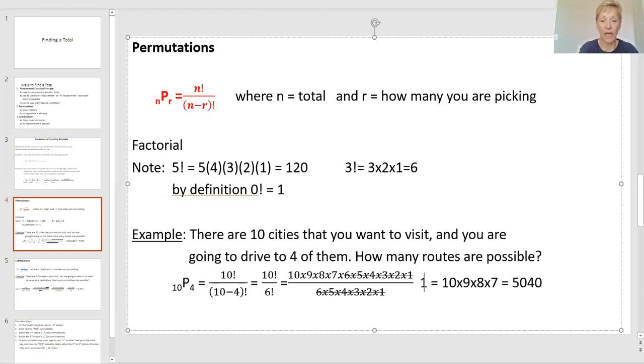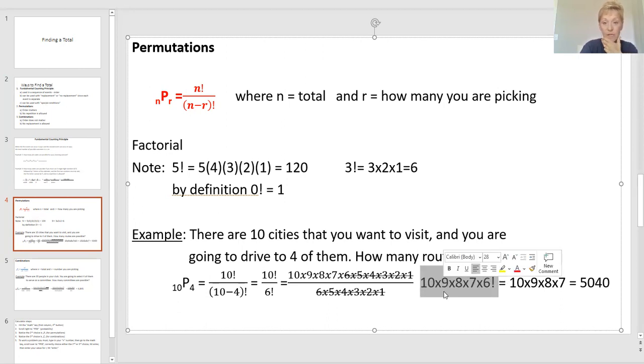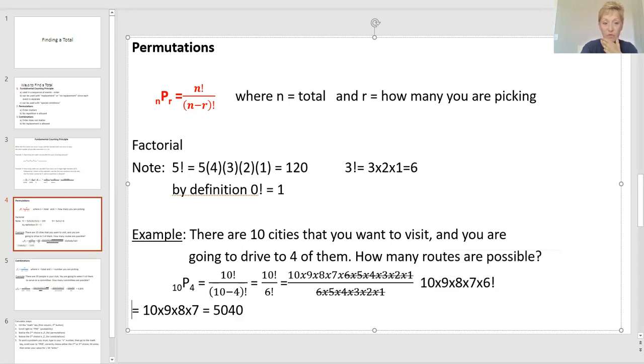Sometimes they will just write 10 factorial, 10 times 9 times 8 times 7 times 6 factorial on the top. All right, and then down here on the bottom, they'll just write a 6 factorial. And I'm not going to take time to draw the division bar, and they'll just cancel out this 6 factorial or that 6 factorial.